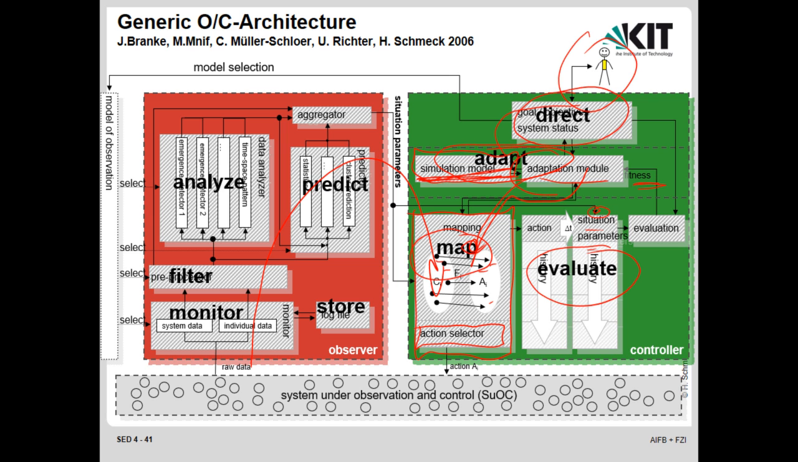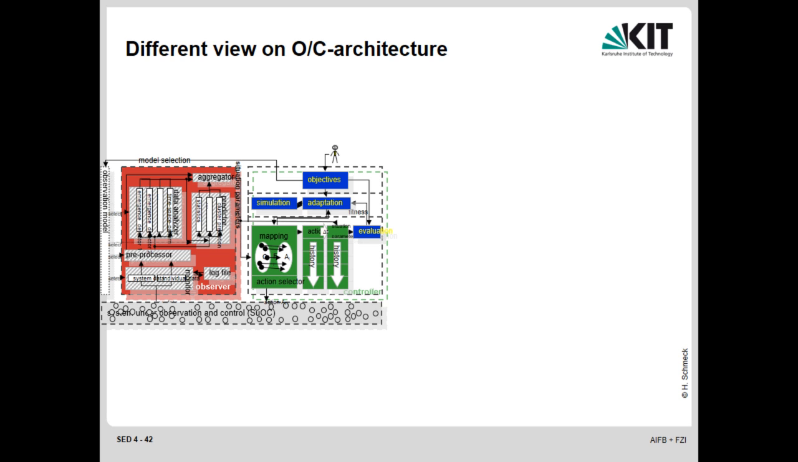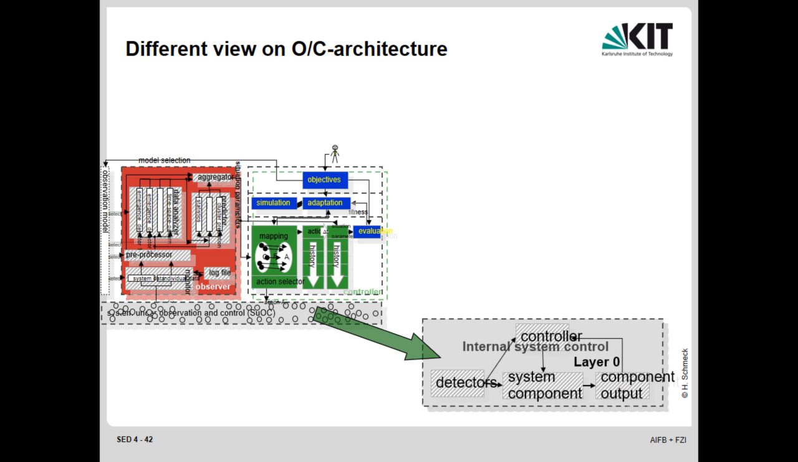But in some hierarchical way, we had the observers and controllers of the devices, and then on top of that, we had the global observer and controller. Now, one could view that in a slightly different way. One could say, okay, we have here our system and observation and control, which could be a traffic light or an energy system. And there we have some built-in controller, which we have actually adjusted this way.